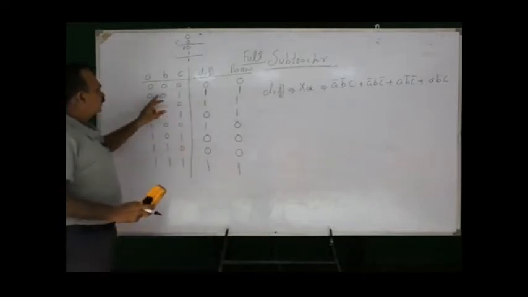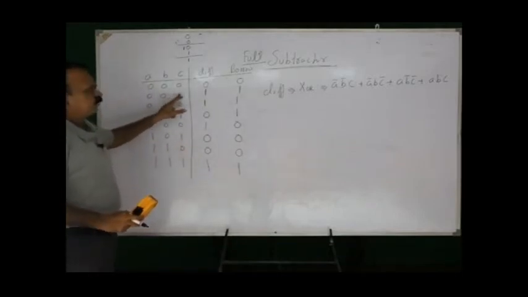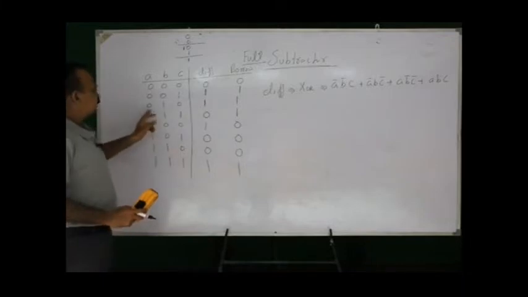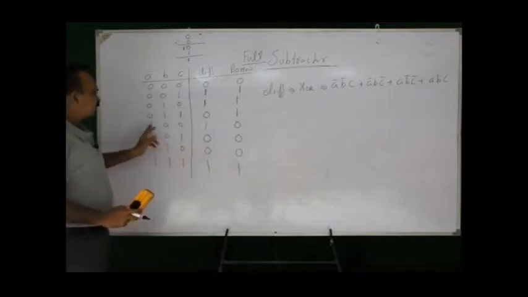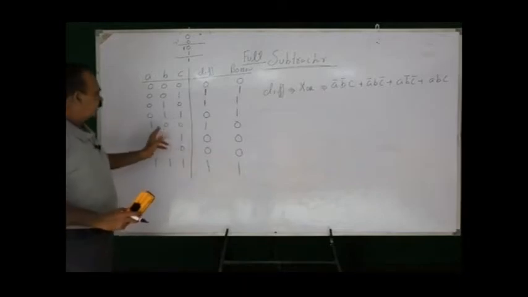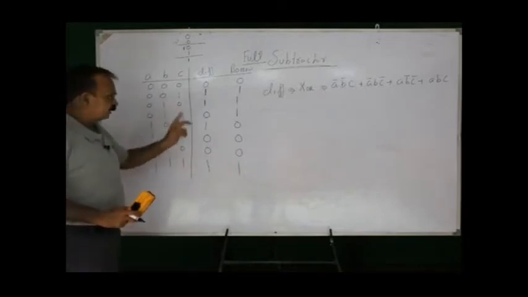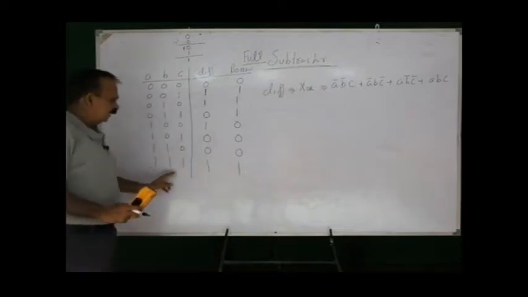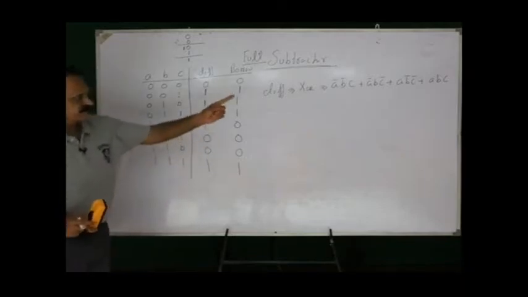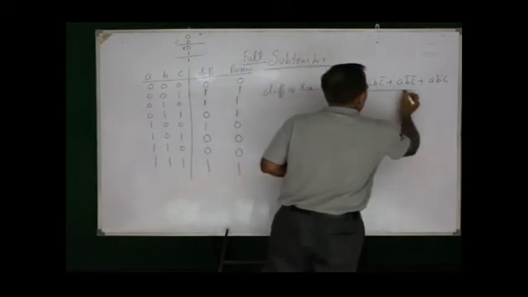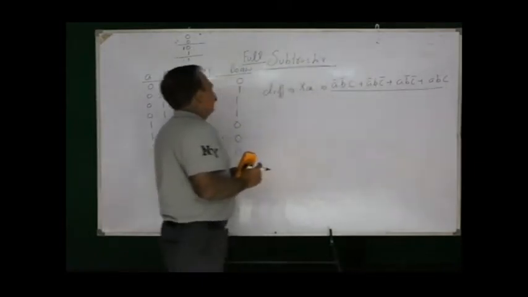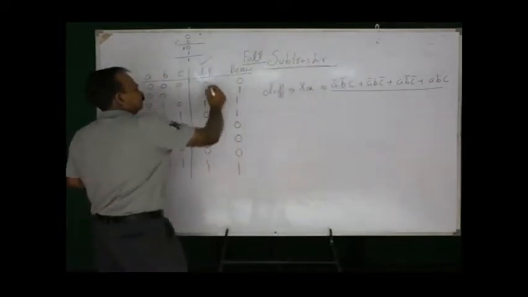For this, it is A bar, B bar, C, the first one. For this, it is A bar, B, C bar, the second one. For this, it is A, B bar, C bar, this is the third. And the last one is A, B, C, that is the last. Now, this particular expression is the sum of product expression for the value of difference.